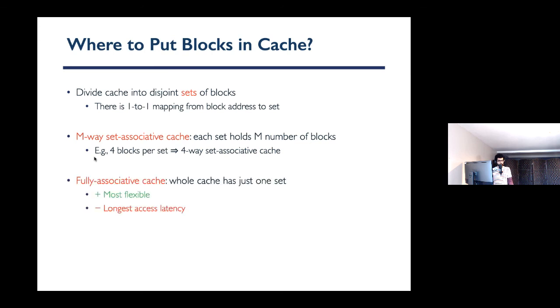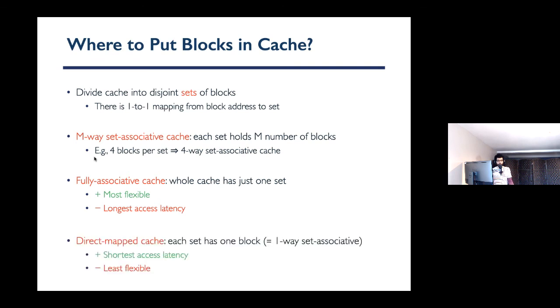Okay. Now, if I have a fully associative cache, this means that I only have one set, and this set contains all the blocks in my cache. That's fully associative cache. It gives us the most flexibility and longest access latency, as we will see how. So again, these two we'll see later on why.